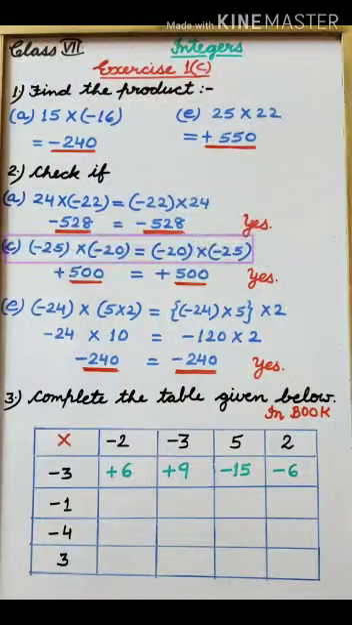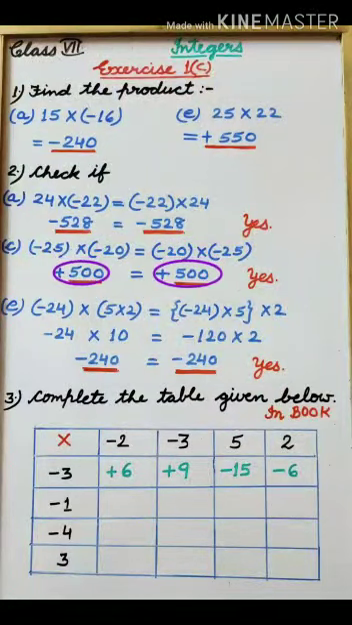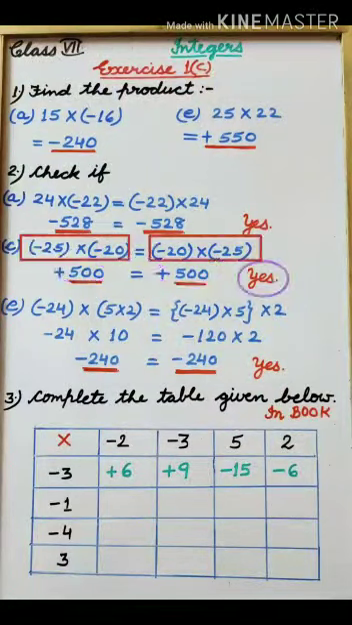Now C part is minus 25 into minus 20 and minus 20 into minus 25. If two integers are multiplied, their order does not matter. So minus 25 into minus 20 and minus 20 into minus 25 give us the same product, plus 500. So the answer is yes, minus 25 into minus 20 is equal to minus 20 into minus 25.